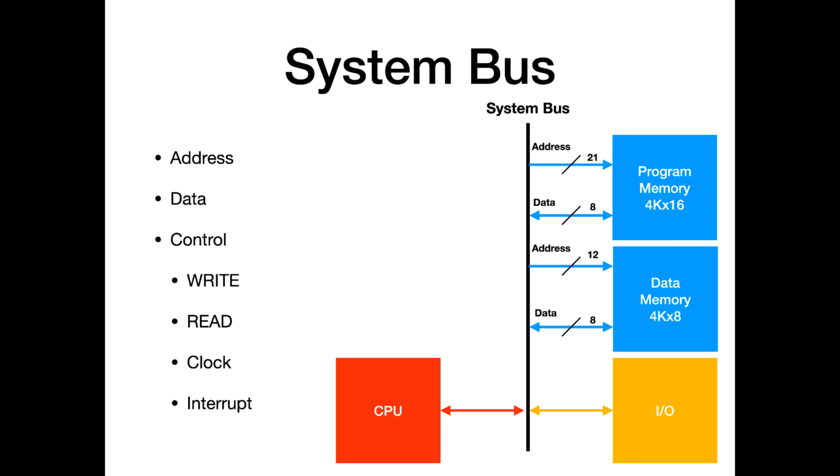Okay, so this is what I have to say about the system bus. So we have address, data, and control. These are the categories. There might be other considerations into this, but for now we're going to deal with it as a bunch of wires to connect the different types of components.